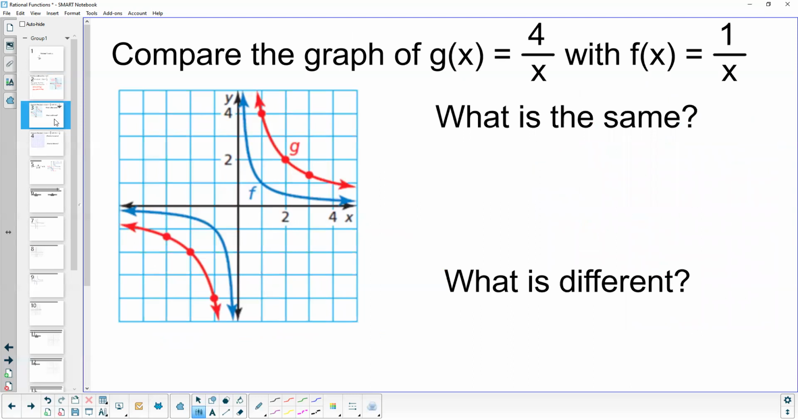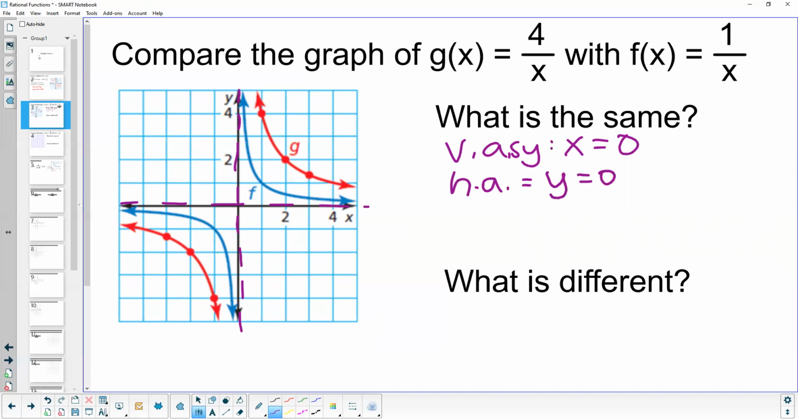So let's compare the graph of g of x equals 4 over x with f of x equals 1 over x. Now g of x is the red one and f of x is the blue one. Now you can see what are things that are the same. Well, if I went in to draw that vertical asymptote, we can see that they actually have the same vertical asymptote. They have that vertical asymptote at x equals 0. They also have the same horizontal asymptote right here at y equals 0. But what is different about them?